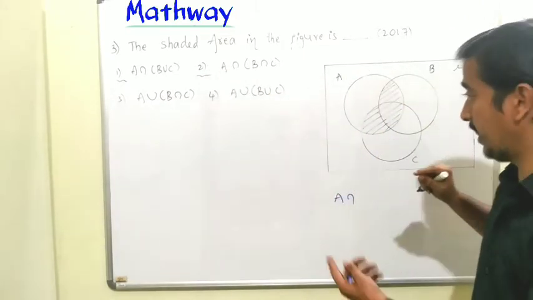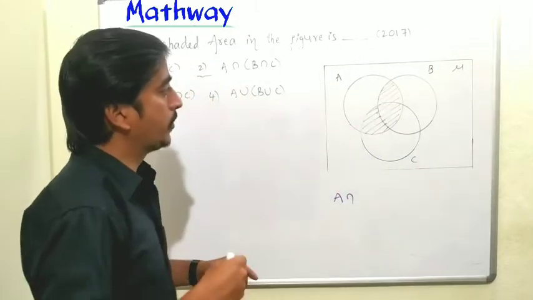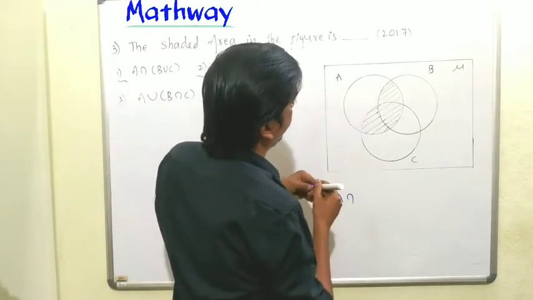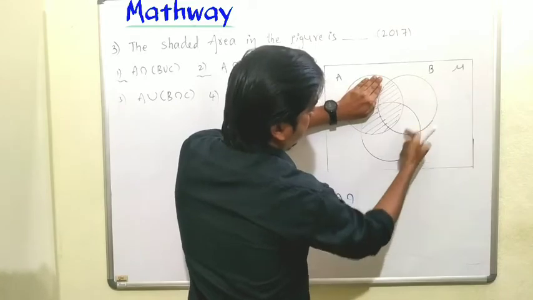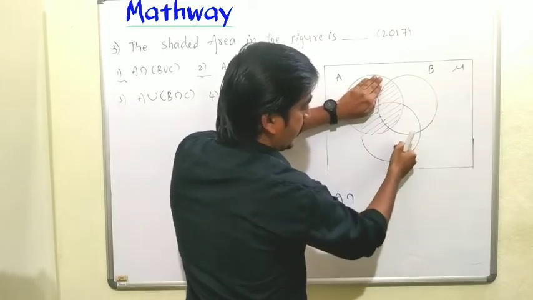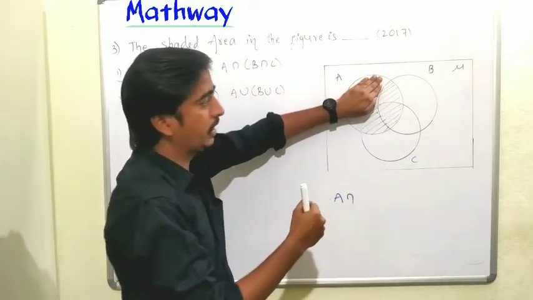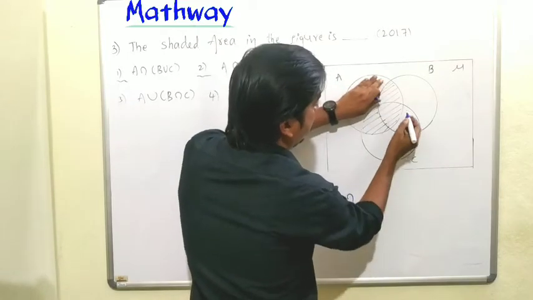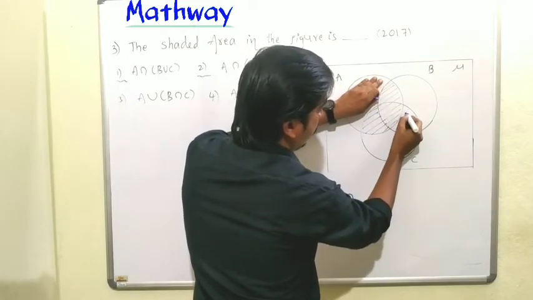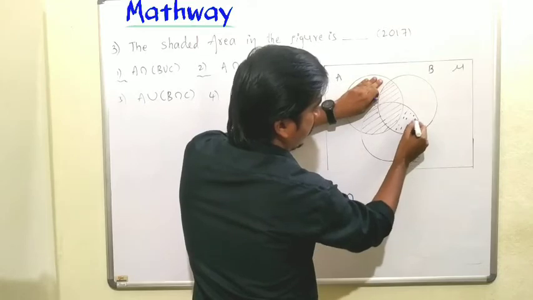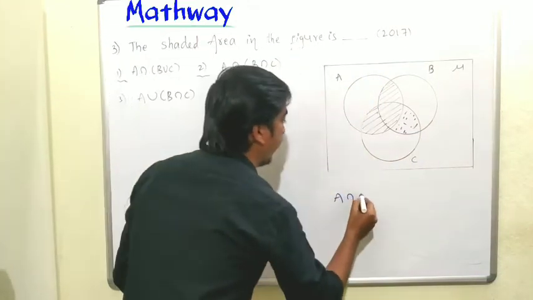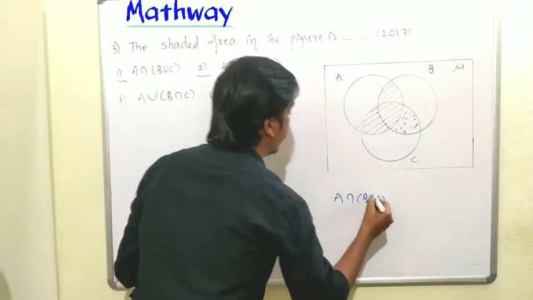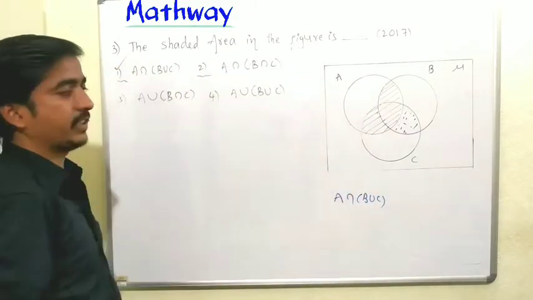Now let's see the relation of B and C. Let's forget about set A. How are B and C related? Are they in intersection or in union? If they were in intersection, this total part would have to be shaded. It is not shaded, which means it is in union. So A intersection B union C. The first option is correct.